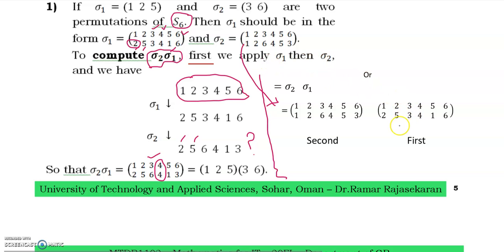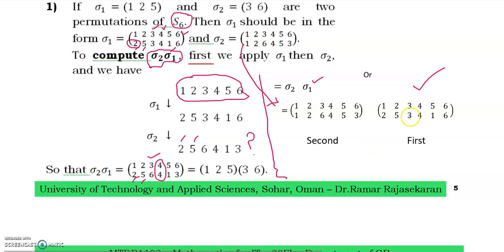So now what we have to do here is start from the second permutation. Sigma 2 sigma 1 means you start from the right side. You start from here. Now here 1 goes to 2. You see here 2 goes to 2. That's why I write the answer directly as 2. Now 2 goes to 5, then 5 goes to 5. I write this answer.